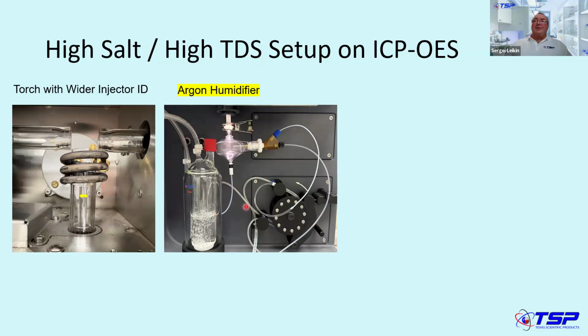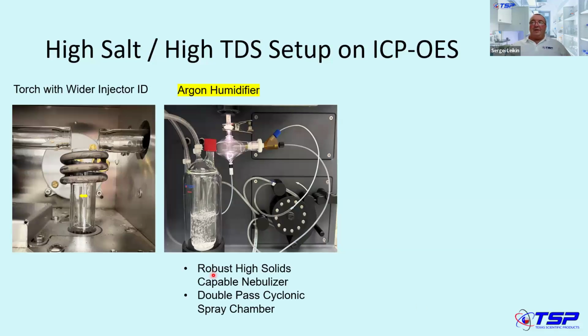You can see one of those. It will moisturize the nebulizer flow, and it will dramatically slow down what we call salting up of the gas orifice of your nebulizer. And then, of course, you need to have a robust, high solids capable nebulizer, and again a double cyclonic spray chamber, not a single pass, because with a lot of salt and sample load going to the plasma, your plasma may not get sustained and it will shut down on you. So that's why you need a double pass spray chamber.